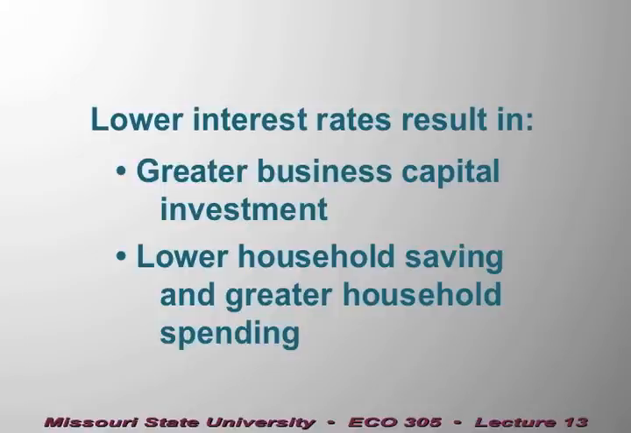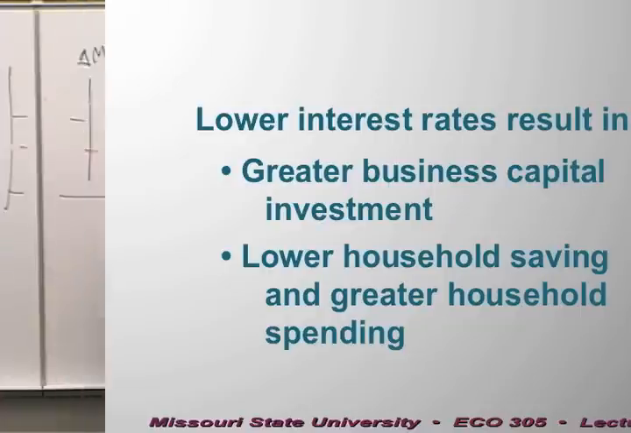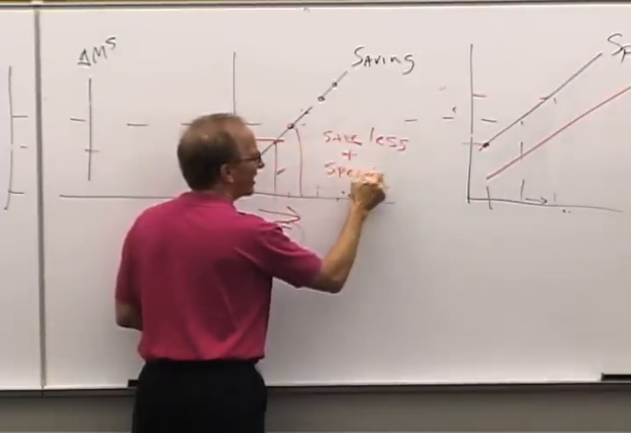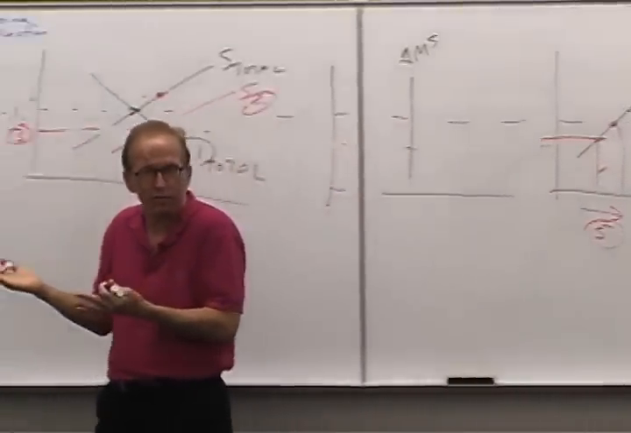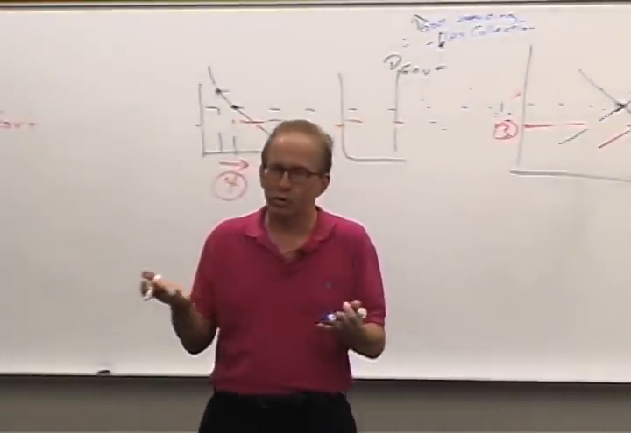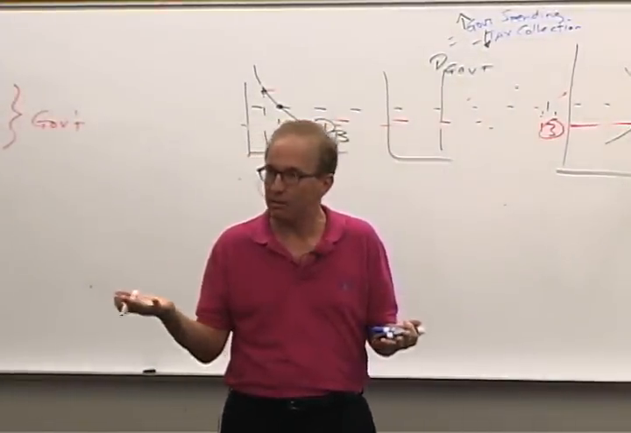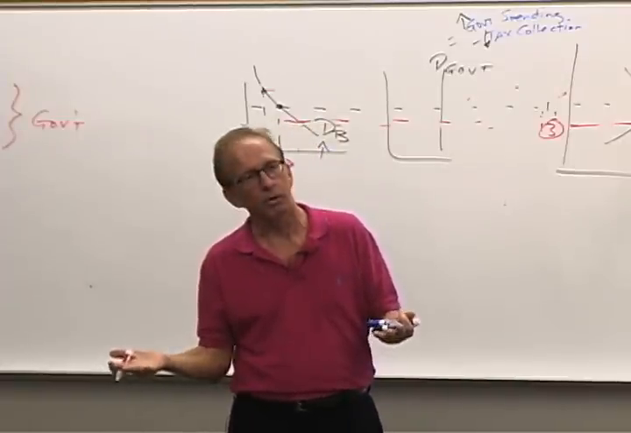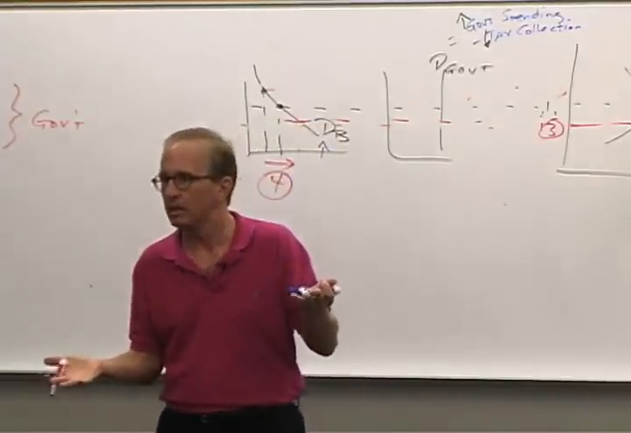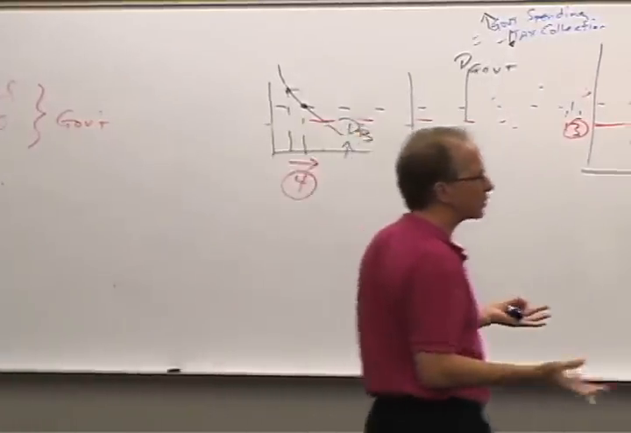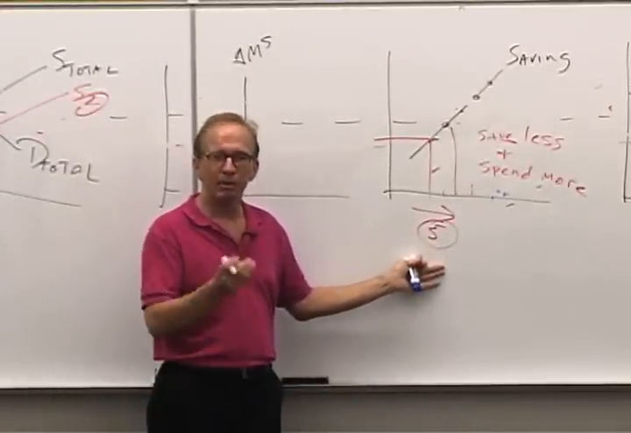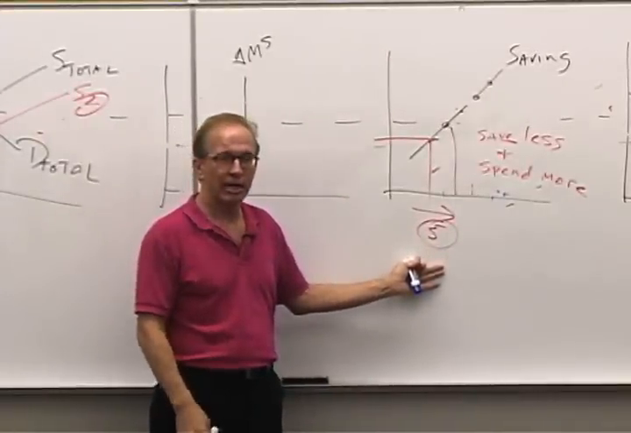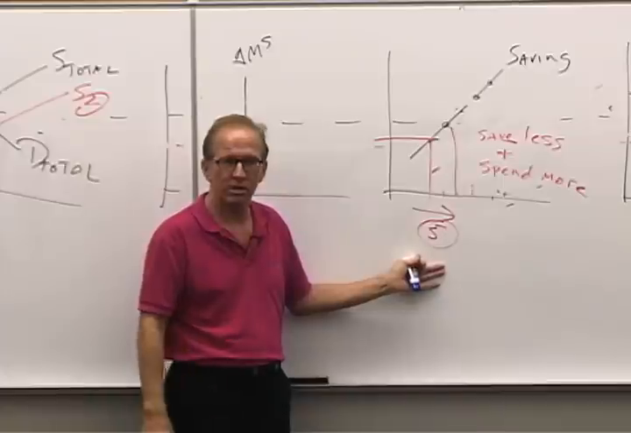Households say, hey, lower interest rates, we're going to save less and spend more. You remember, we've got this $100 worth of income. If at first we're spending 95 and saving 5, and now we save less, only 3, we're spending more, 97. And the way this shows up is people go, hey, interest rates went down, I'm going to buy a new car. I'm going to build onto my house. I'm going to buy a new, larger house.